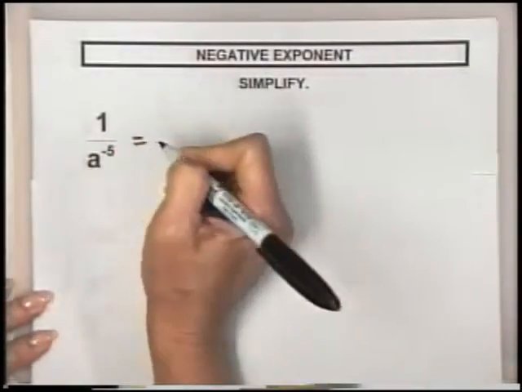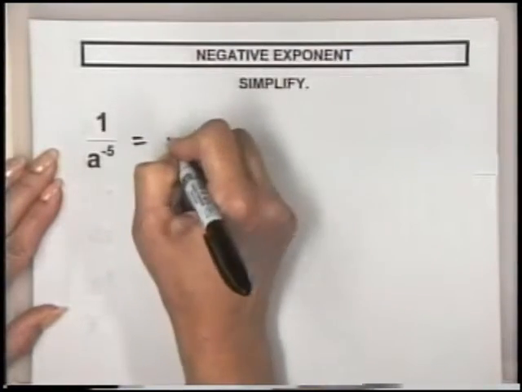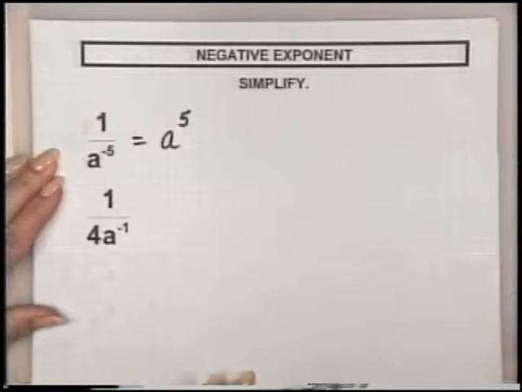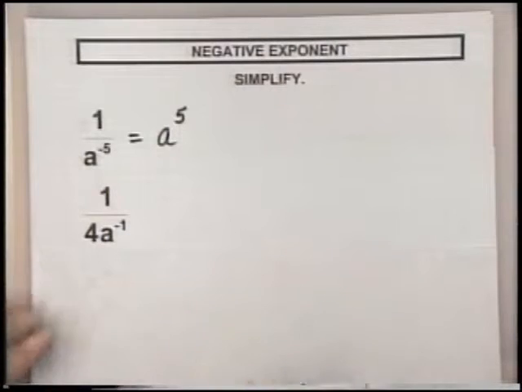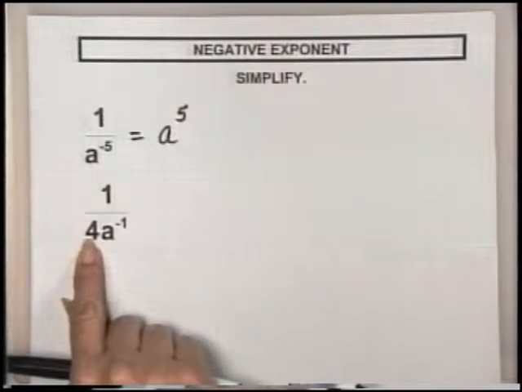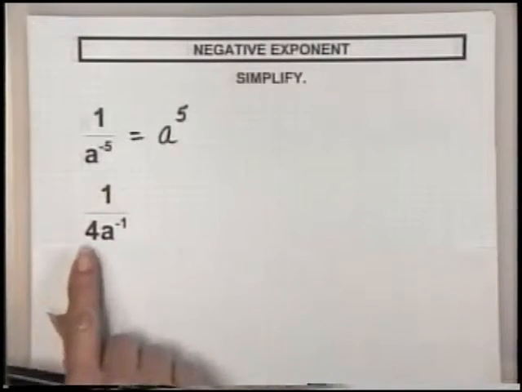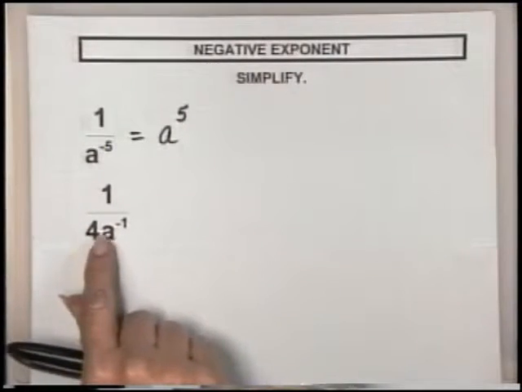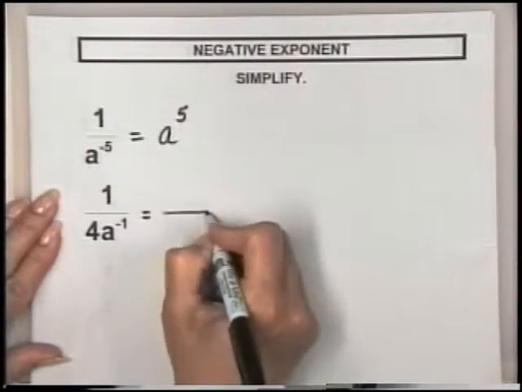Now, let's use those rules to simplify. By definition, 1 over a to the negative 5 is equal to a to the 5th. For the second problem, 1 over 4 times a to the negative 1 power. Now, does the negative 1 apply to the 4? No, it only applies to the a, doesn't it? Please notice that 4 and a to the negative 1 power are factors in the denominator.